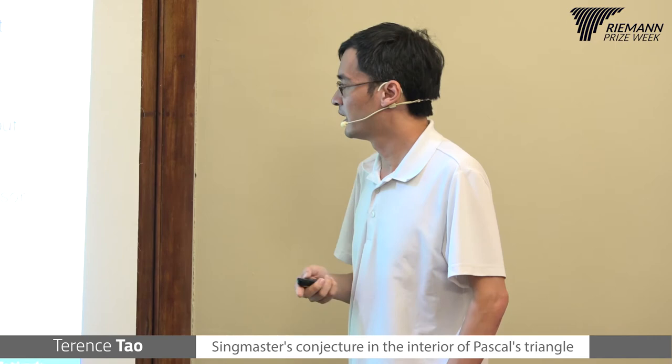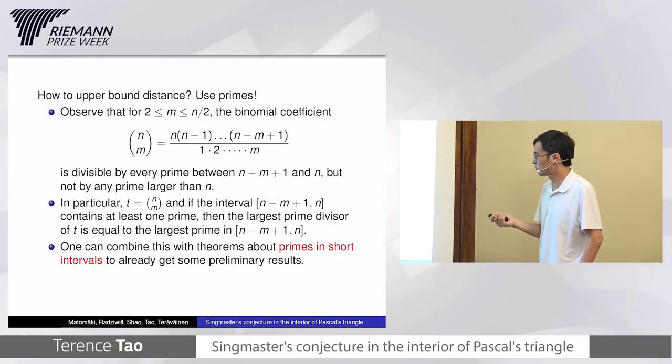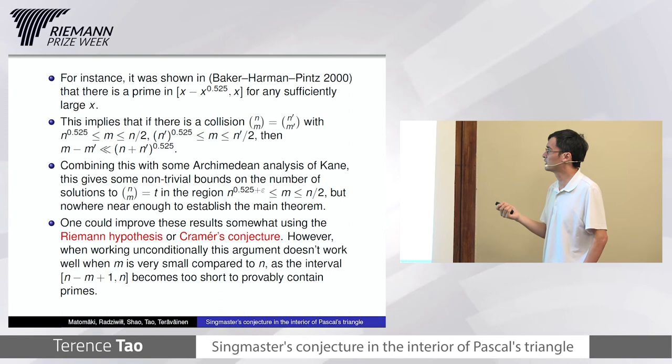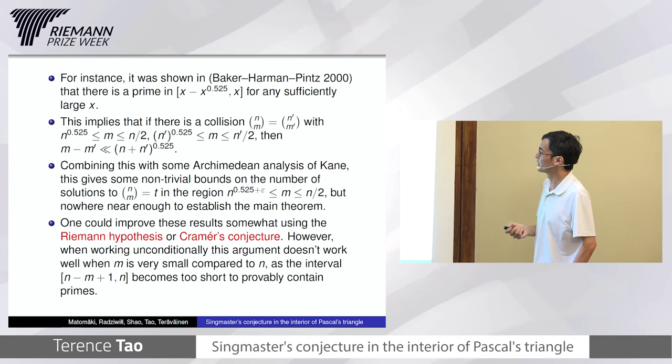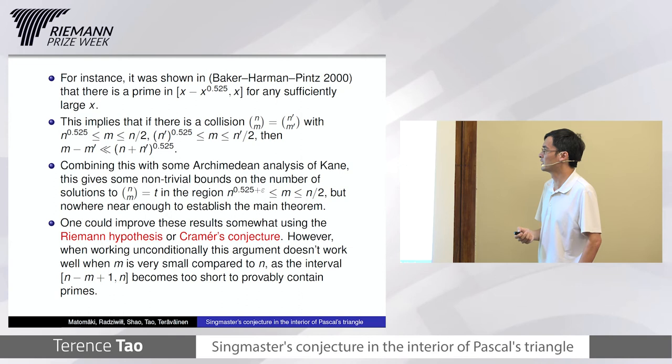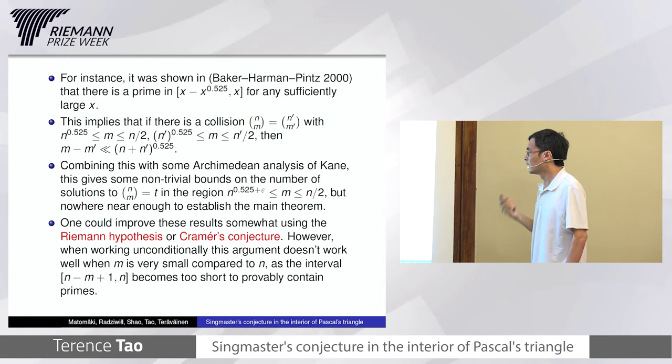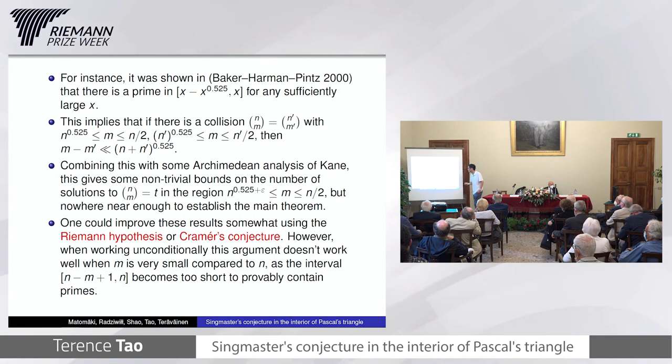But unfortunately, our understanding of primes in short intervals is somewhat limited. For example, the best result we know about primes in short intervals is that if you have an interval of size about x to the 0.525 around x, we know that any interval of this type contains a prime, but no shorter interval we know to contain a prime. So if you just use this basic fact, you get a very weak estimate, not good enough to prove our theorem. You can do better if you assume things like the Riemann hypothesis, or a conjecture of Cramér. But unconditionally, we don't have very good estimates.